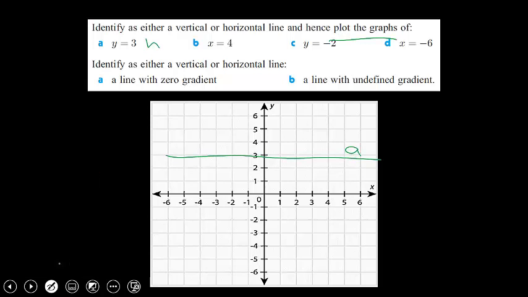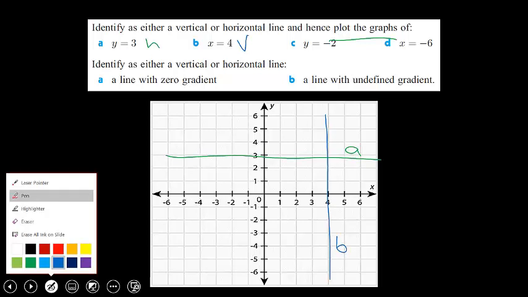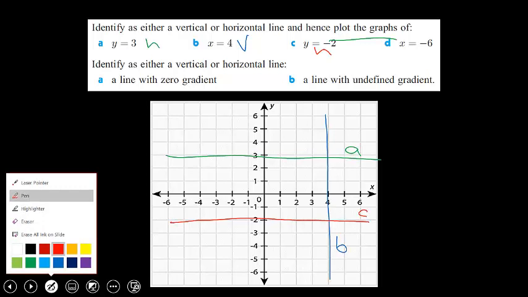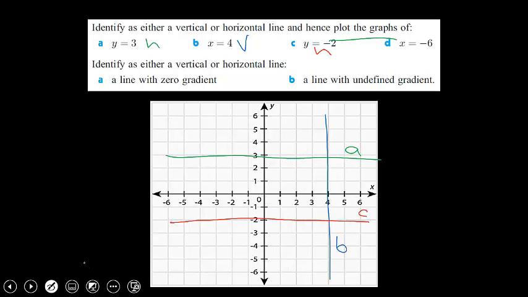X equals 4, looks like that. That's B. It is vertical. Y equals minus 2, looks like that. That is C. It is horizontal. X equals minus 6, looks like that. This is D. It is vertical.